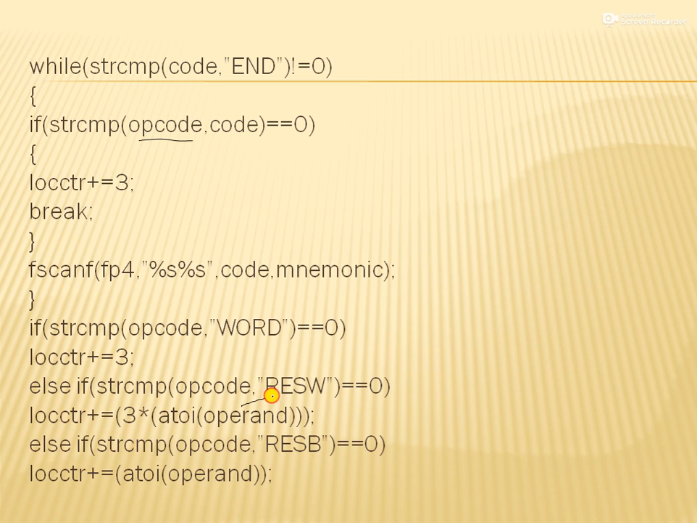So if it is resw, what do you have to do? This resw means we need to multiply 3 with the operand value. That means since the operand is a character, first you convert this into an integer by using ASCII to integer and multiply with 3, and that value is added to the location counter. So location counter equals location counter plus that value, since it is resw word. One word is actually 3 bytes, so we are multiplying with 3.